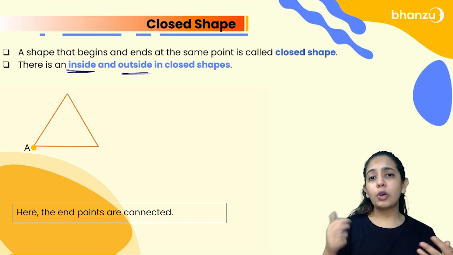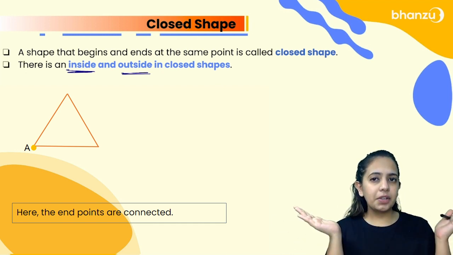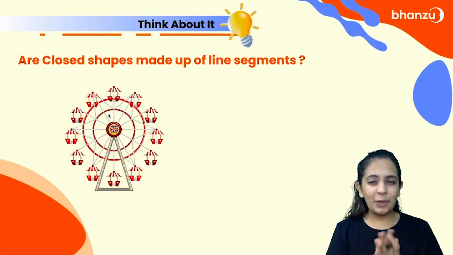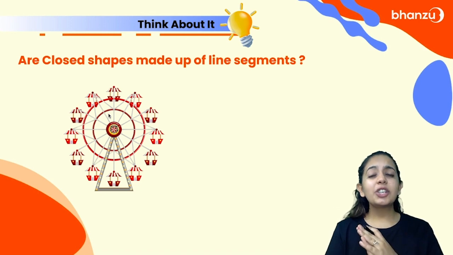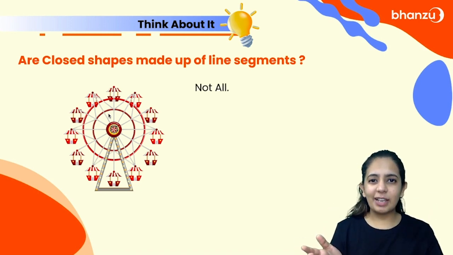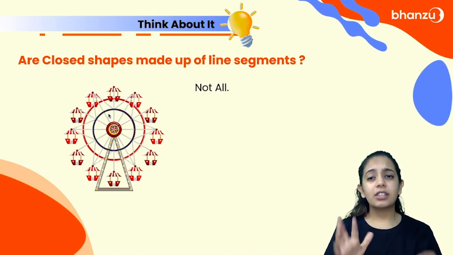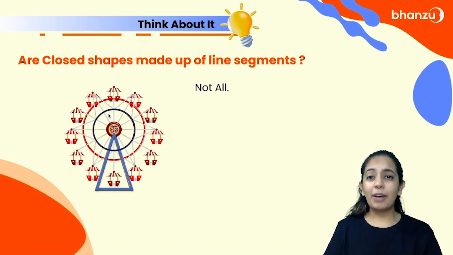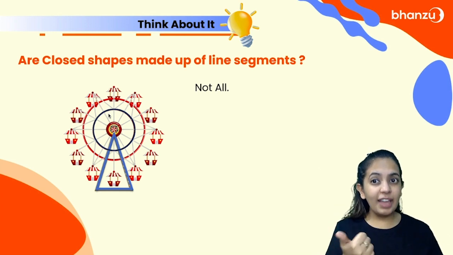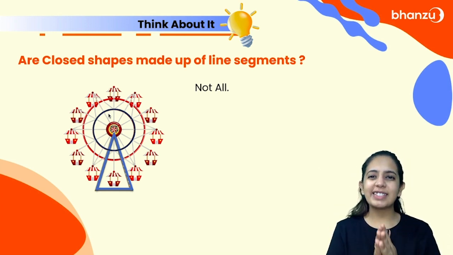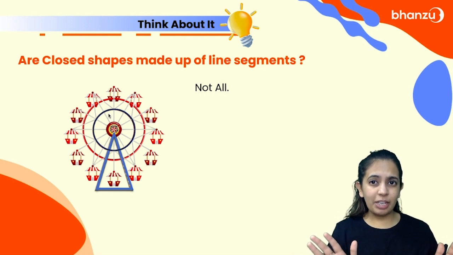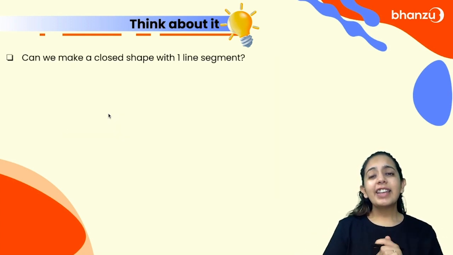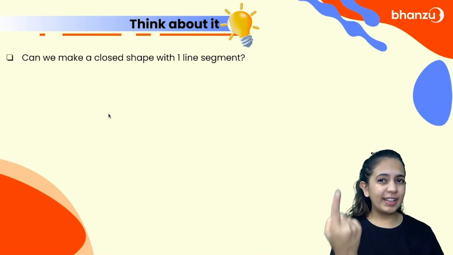Alright, now since you know about open and closed shapes, quickly look around yourself and tell me if all the closed shapes are made up of line segments. You will see that not all are made up of line segments. For example, a circle. A circle is a closed shape, but it is not made up of line segments. But a triangle, it is a closed shape and it is also made up of line segments. So not all the closed shapes are made up of line segments, but a few are. Now, can you make a closed shape with one line segment?